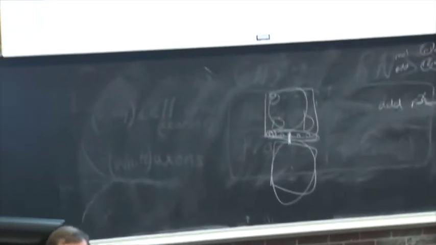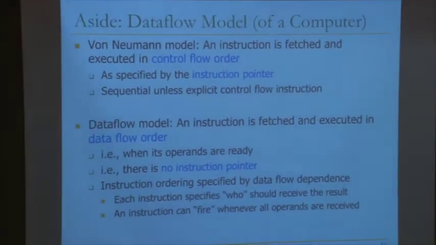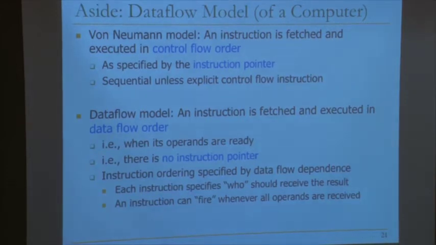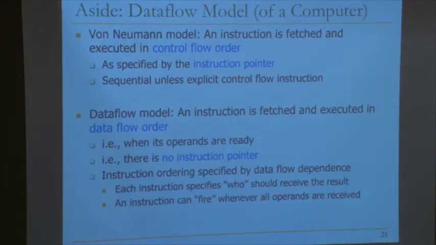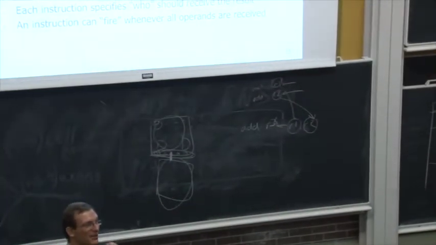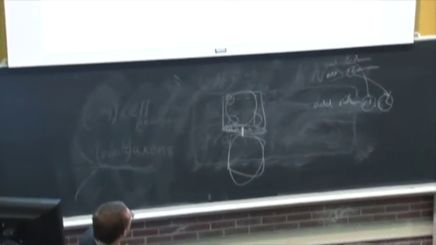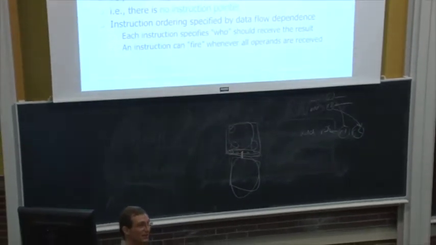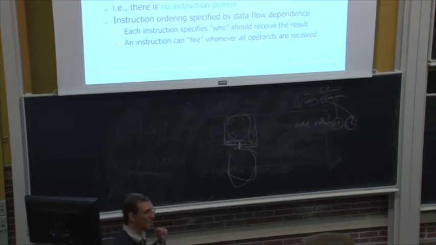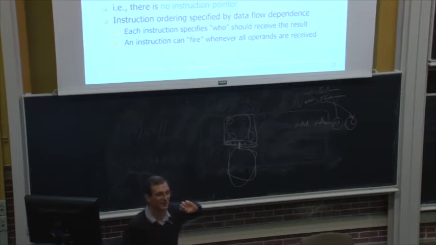In this case, the instruction ordering is specified by the dependencies on the data, right? When this instruction is executed depends on when its producer instructions are executed. And when those instructions are executed depends on when their producers are executed. And when those are executed depends on when their producers are executed. It's all data flow based. And each instruction in this case specifies who should receive the result, which later instruction should receive the result. An instruction can fire, meaning it can be fetched and executed, only when all of its operands are ready, received. Make sense?